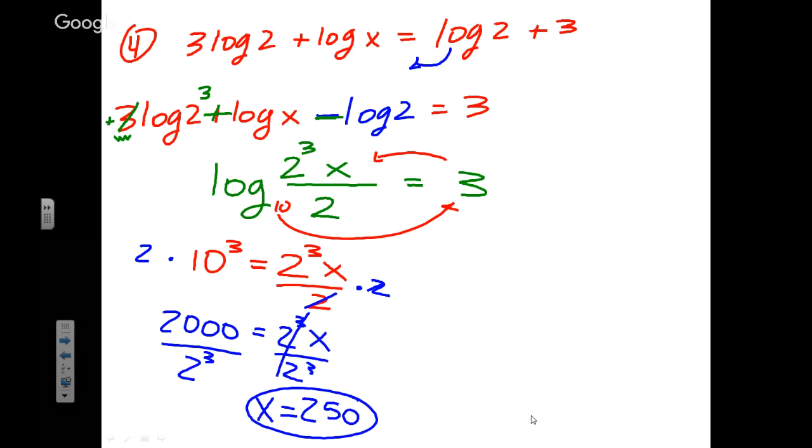Number 5. Six raised to the 2x minus 10 plus 7 equals 43. So this is the circumstance where I say that we're going to log both sides, but before I'm allowed to log it, that 6 is holding that exponent, but there's something on the outside that's not allowed to be there. I can't log this side with that other thing there. What is that other thing? The 7. So I've got to get rid of that 7, and basically all I've got to do is subtract 7.